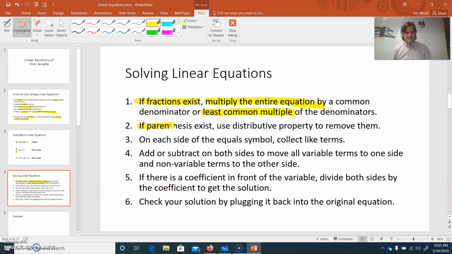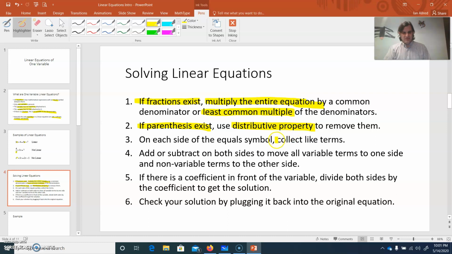If parentheses exist, this is step 2, we'll use the distributive property to get rid of them. Because eventually we're trying to get our variable by itself, and if there are parentheses there, that keeps us from separating it from the other stuff around it. So now we have step 1, we get rid of the fractions, and step 2, we get rid of the parentheses, which means all the terms stand by themselves and can be moved around very easily.